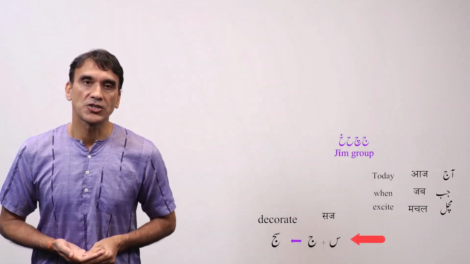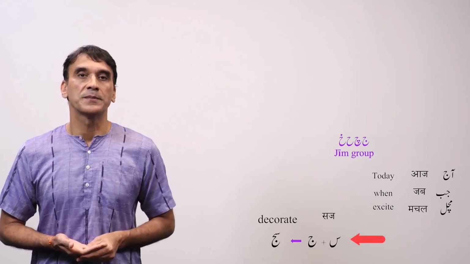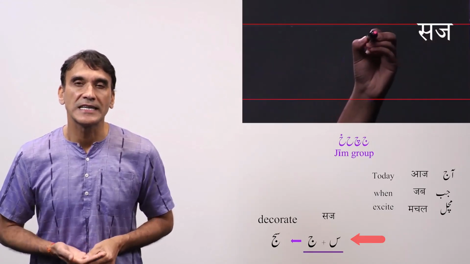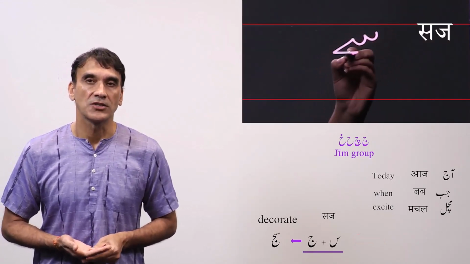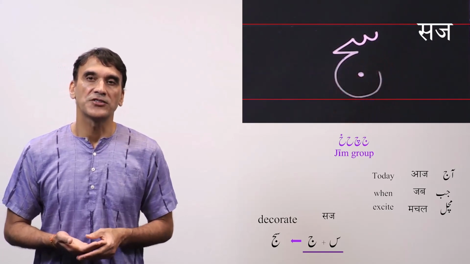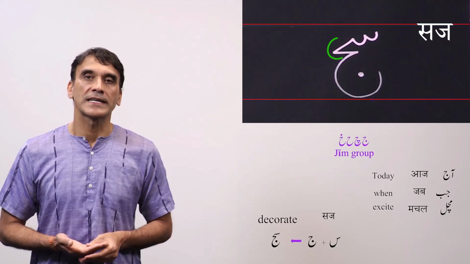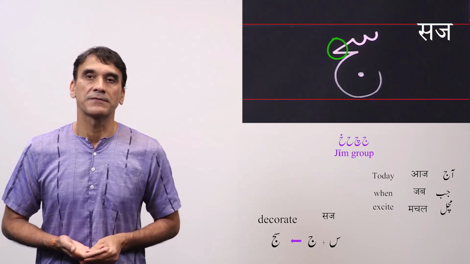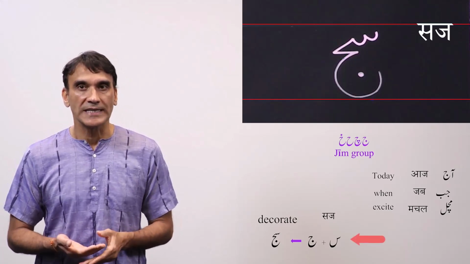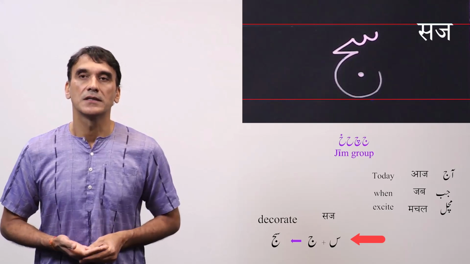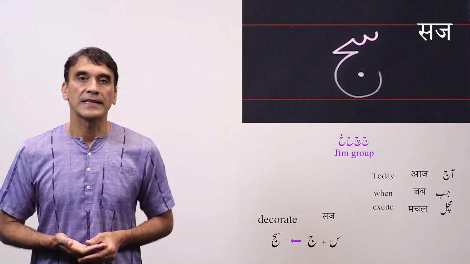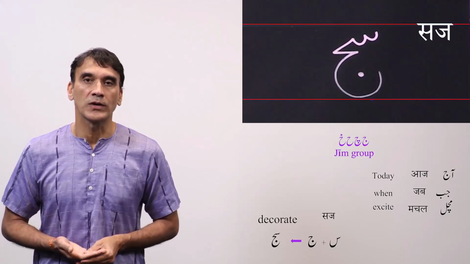The next word is Saj, to decorate. The root of the verb Sajna. The spelling is Seen plus Jim, Saj. Here Jim comes at the end and it takes the final form. It looks like the detached form, except it is connected with the letter Seen. So Seen plus Jim, Saj. The final and the detached forms are similar in Urdu writing system.